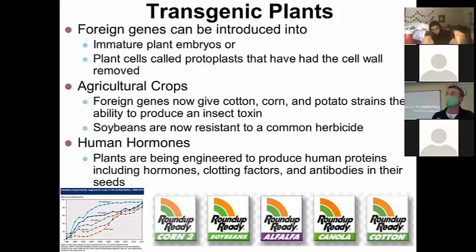The other possibility is that there are plants that have the gene for insecticide inserted into them. These are referred to as BT crops, Bacillus thuringiensis, which is a bacterium that produces an insect toxin. Human hormones are also grown in plants.